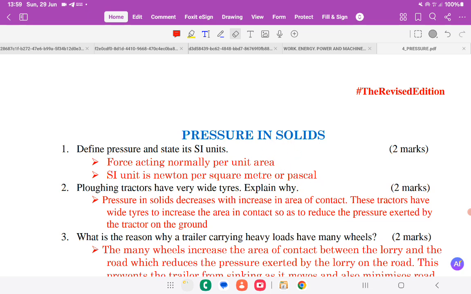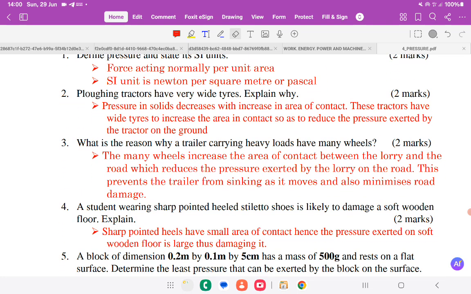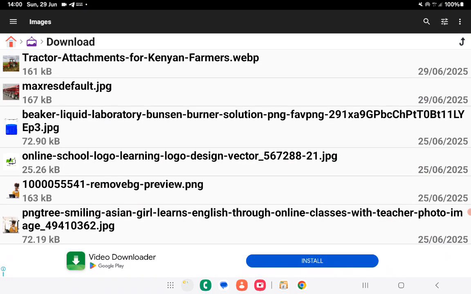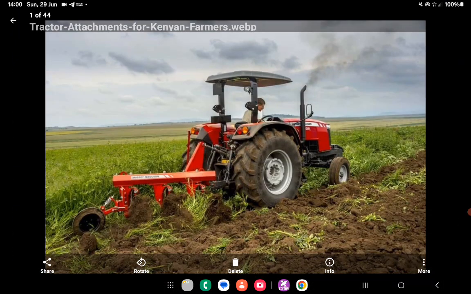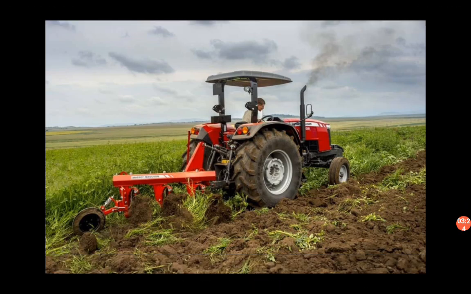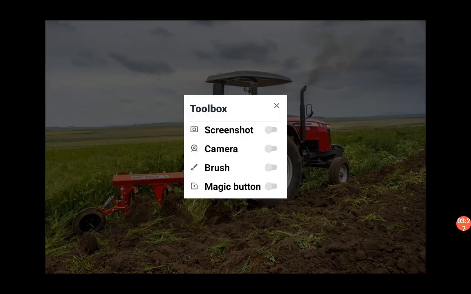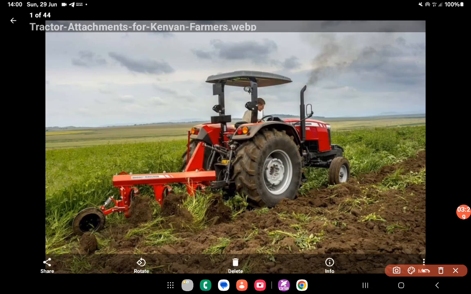Question number 2. Plowing tractors have very wide tires. Explain why. All right, a plowing tractor looks something like this. This is a plowing tractor. If you look at the tires, they are very, very wide. Why? Why are they not small like this?